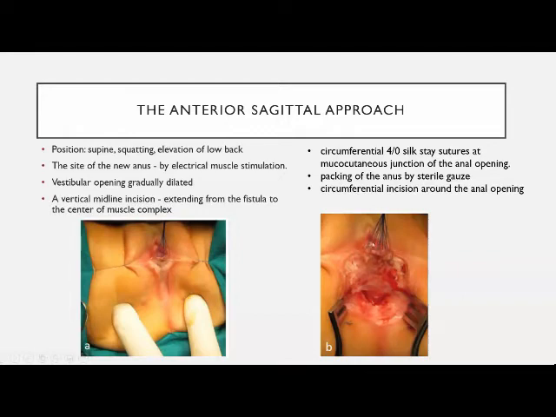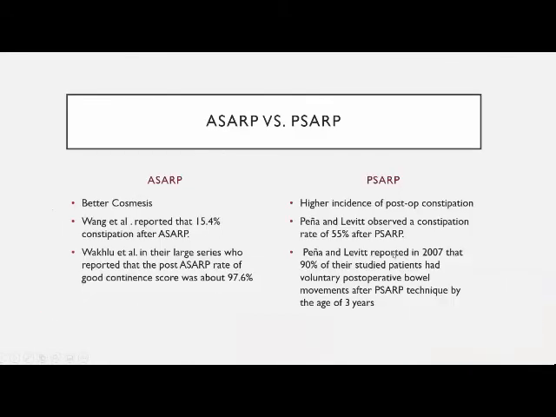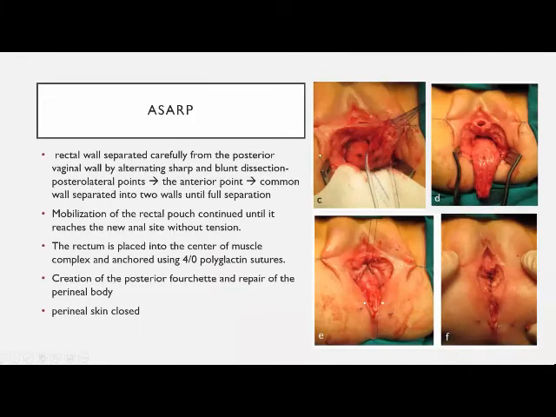A circumferential incision around the anal opening is continued. The rectal wall is then carefully separated from the posterior vaginal wall by alternating sharp and blunt dissection, at the posterolateral points initially, and then anterior dissection, until full separation. Mobilization of the rectal pouch is continued till it reaches the neoanus site without tension, and the rectum is placed in the center of the muscle complex and anchored using 4 delayed absorbable sutures. So the posterior fourchette is recreated, and the perineal body is reconstructed anteriorly, and the perineal skin is closed.